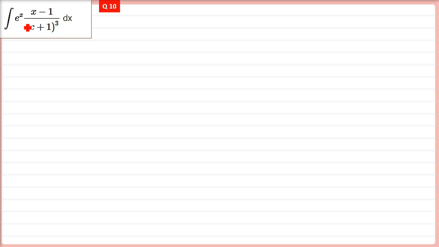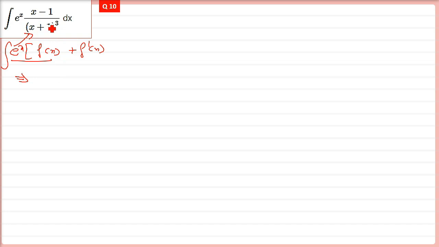And this question, e raised x, x minus 1 by x plus 1 whole cube. Now this is an example of certain questions which we are going to do where the formula which we want to apply doesn't fit directly. So we need to simplify or rearrange the question in a certain way so as to match the formula we have already seen. We need to match it with e raised x fx plus f dash x, since we just have e raised x into a certain term which is not in the form of fx plus f dash x.